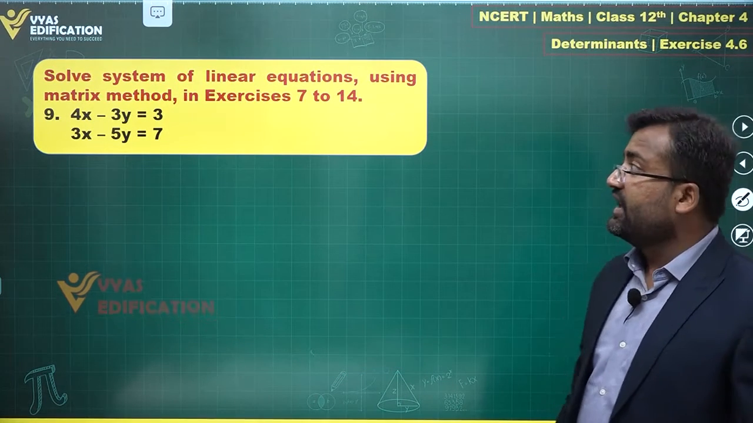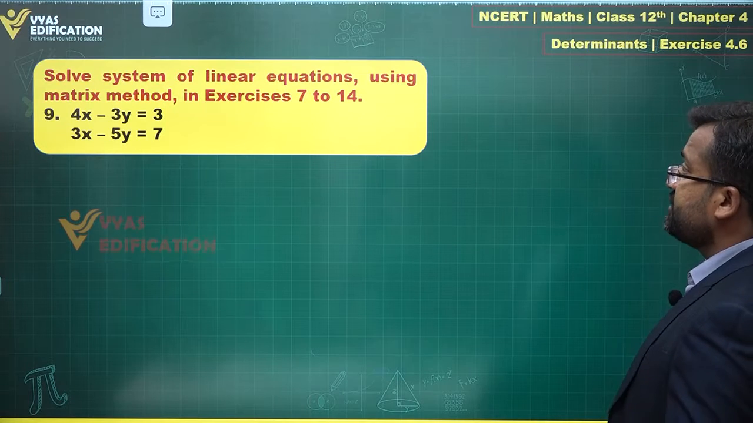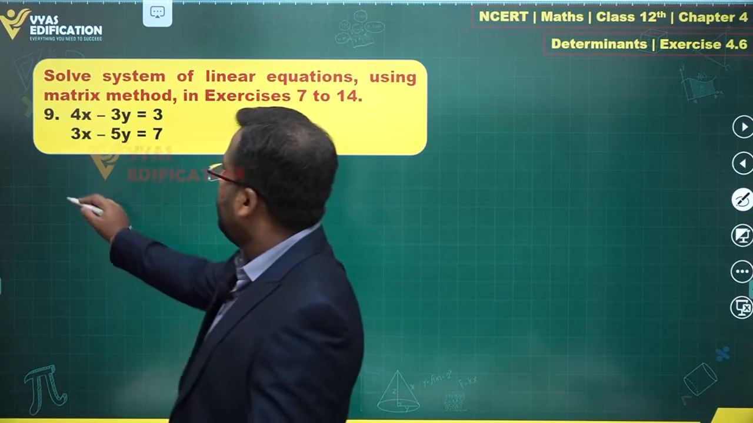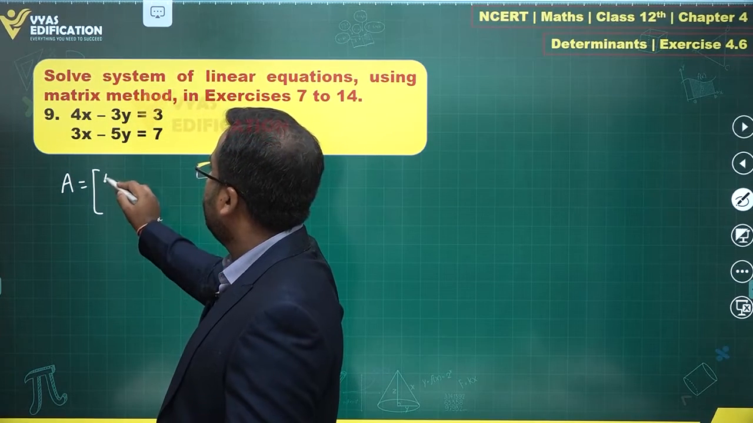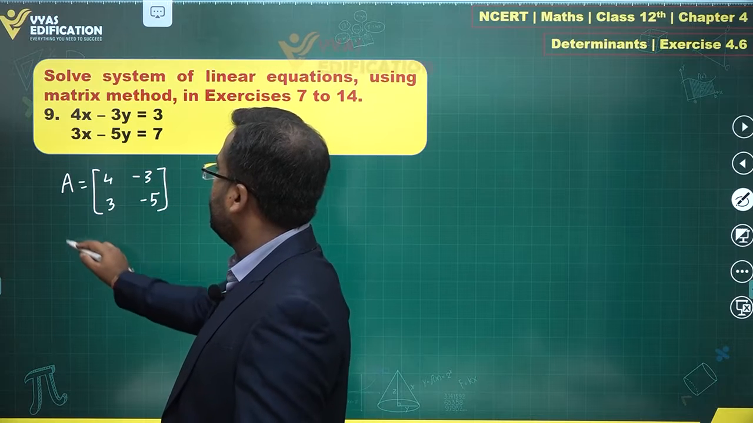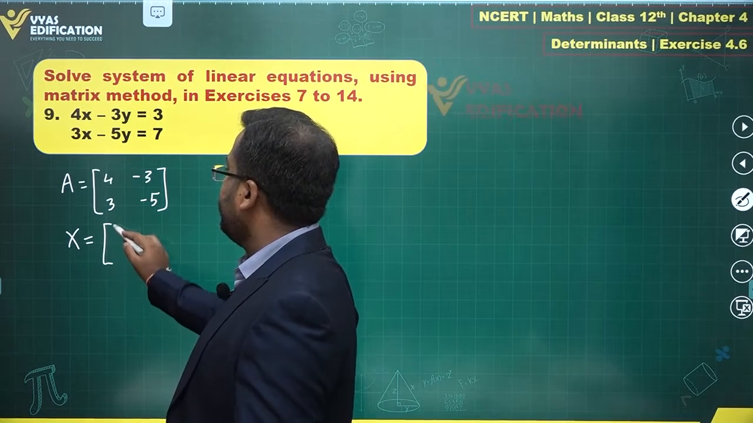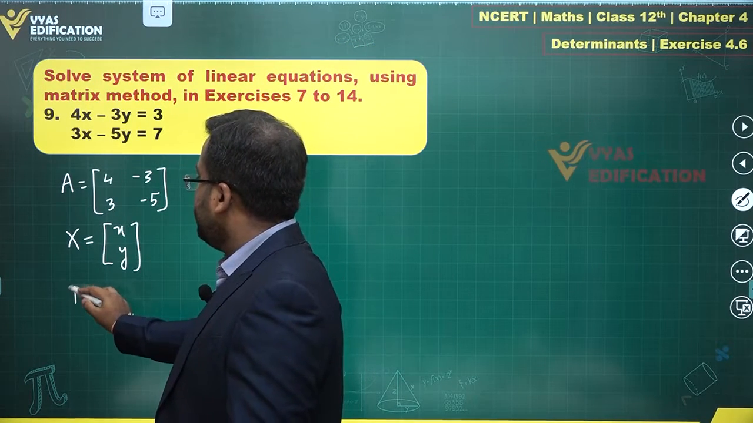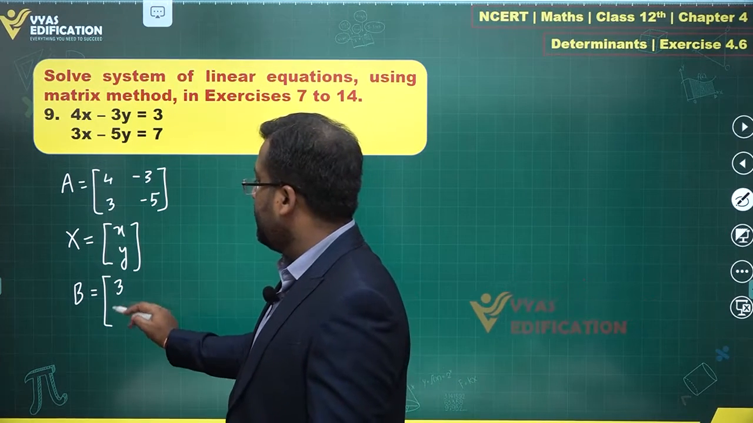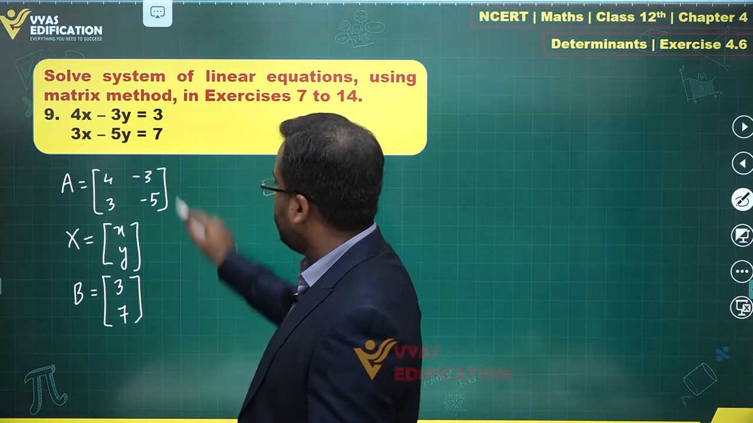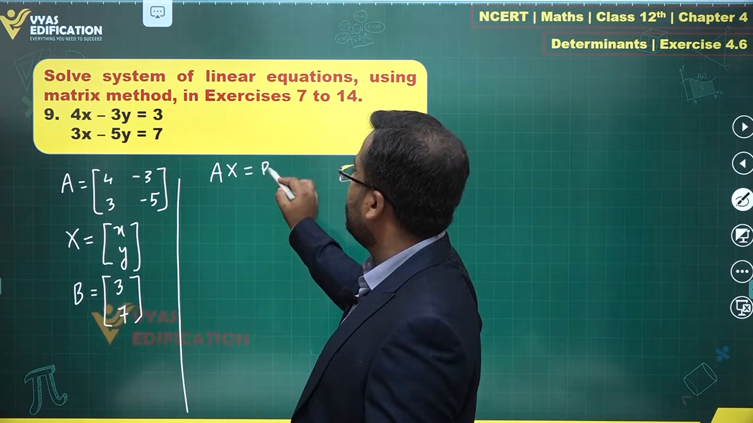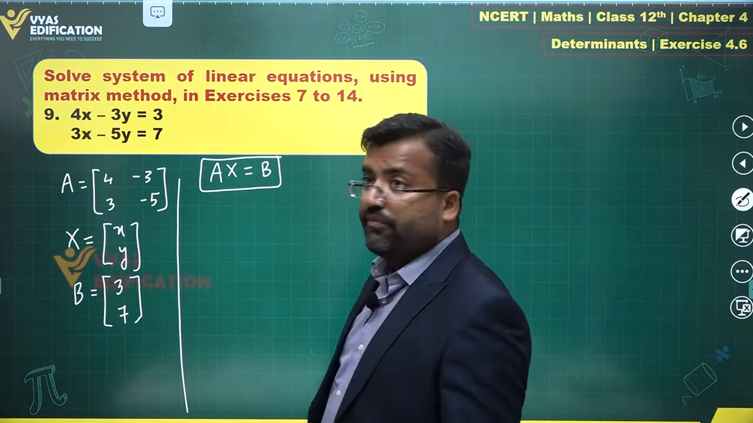Let's solve this question, the ninth one: 4x minus 3y equals 3, 3x minus 5y equals 7. The approach is the same, right? We write the matrix A first, the coefficient matrix: 4, 3, minus 3, minus 5. We write the matrix X, which is the variable matrix, x, y. We write the matrix B, which is the right hand side. This is 3, 7. Is that okay? Yes. And the system of equations is actually AX equals B.